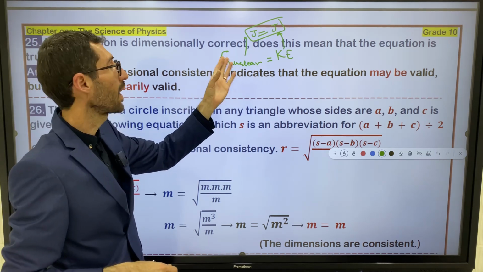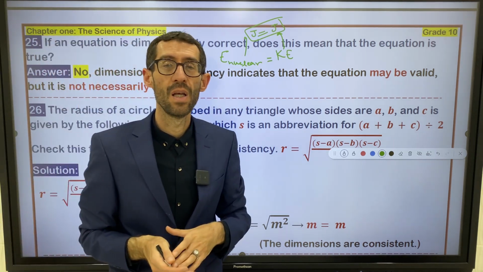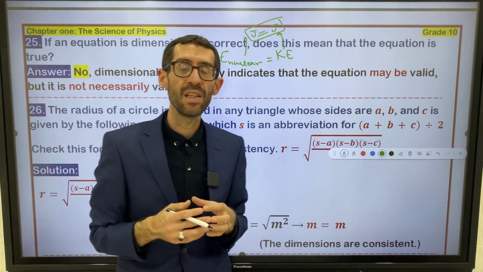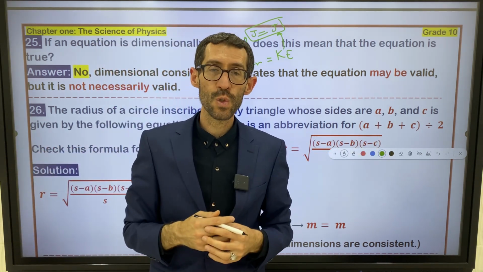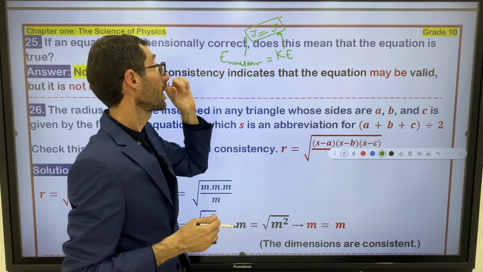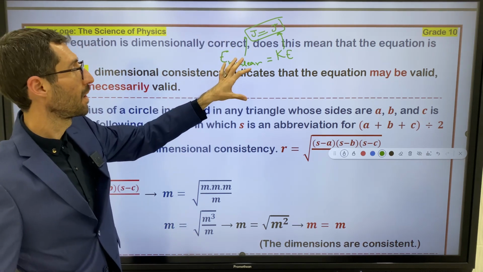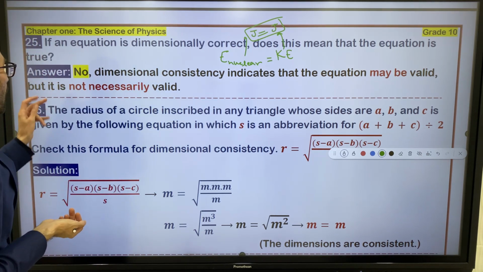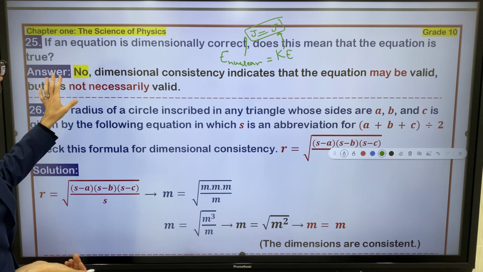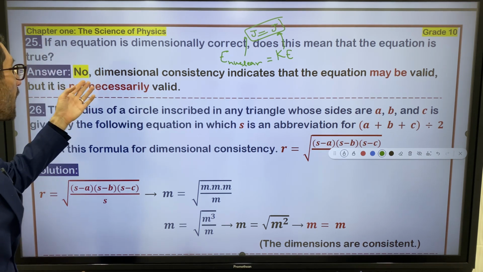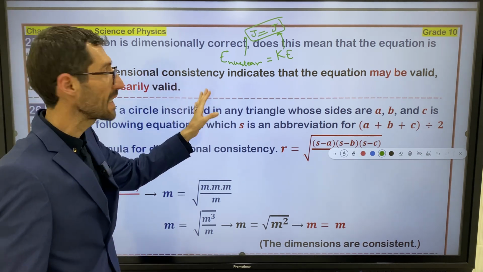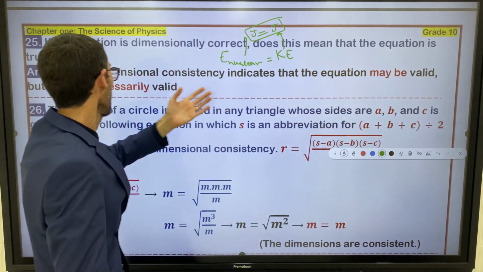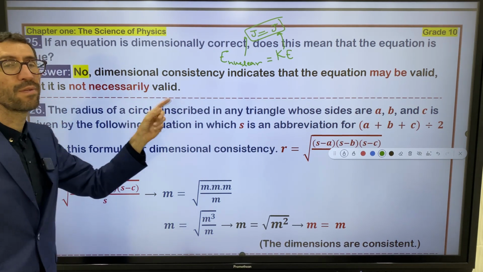It's not valid. You cannot compare kinetic energy in classical mechanics with nuclear energy in relativity theory. They are completely different. That's why dimensionally it's right, but physically it doesn't work. Let me read the answer for you. It says no, it's not accepted. Dimensional consistency indicates that the equation may be valid, but it's not necessarily valid.